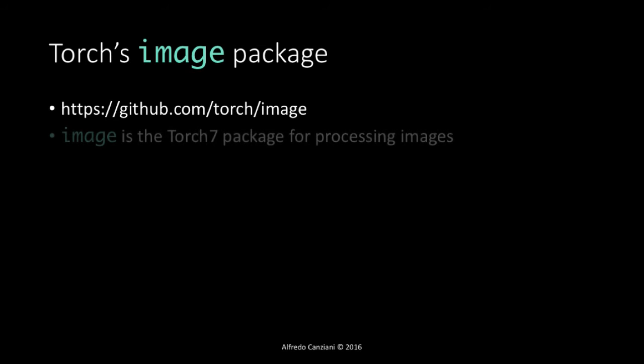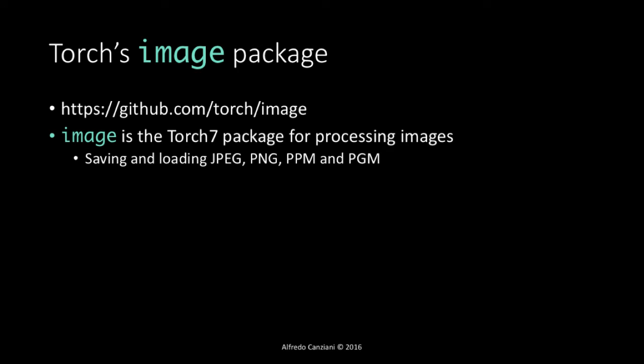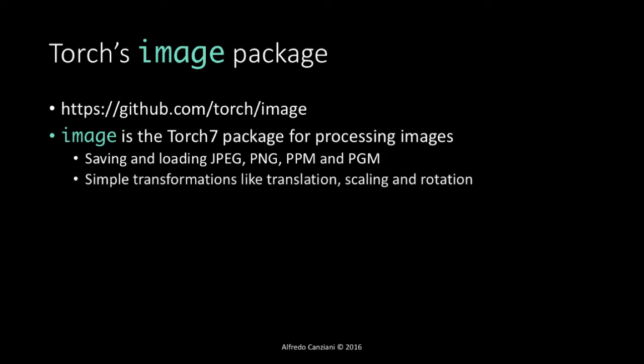We will have now an overview on Torch's image package. Image is the Torch 7 package for processing images. It allows us to save and load JPEGs, PNGs, PPMs, and PGMs.